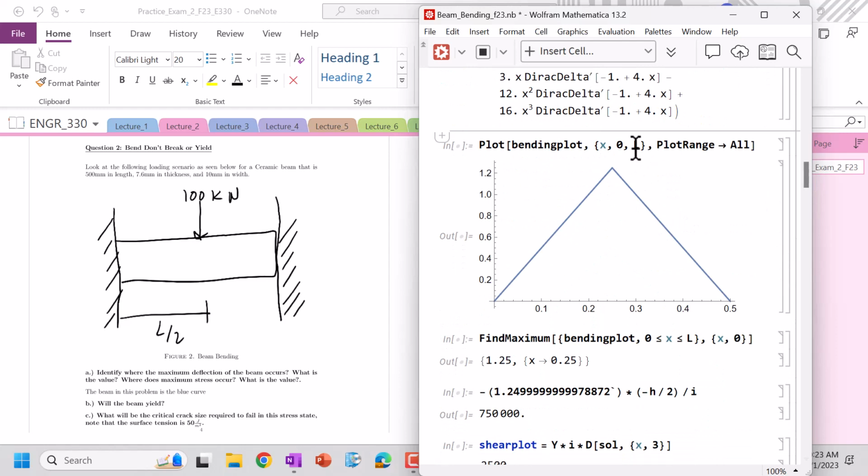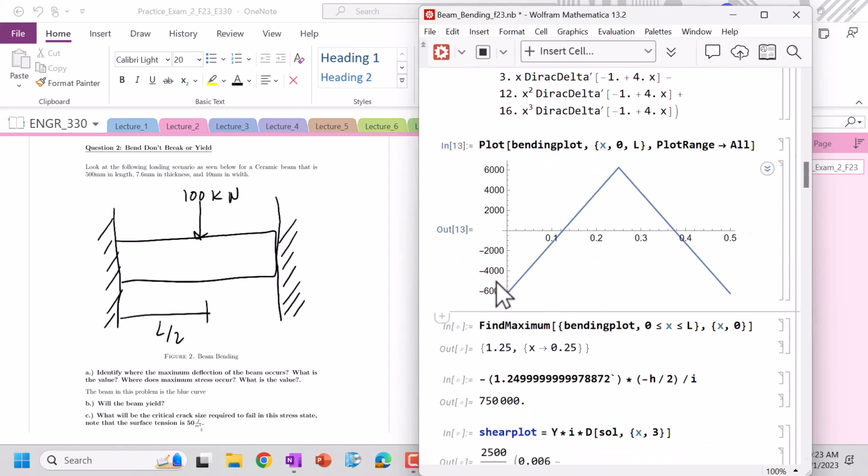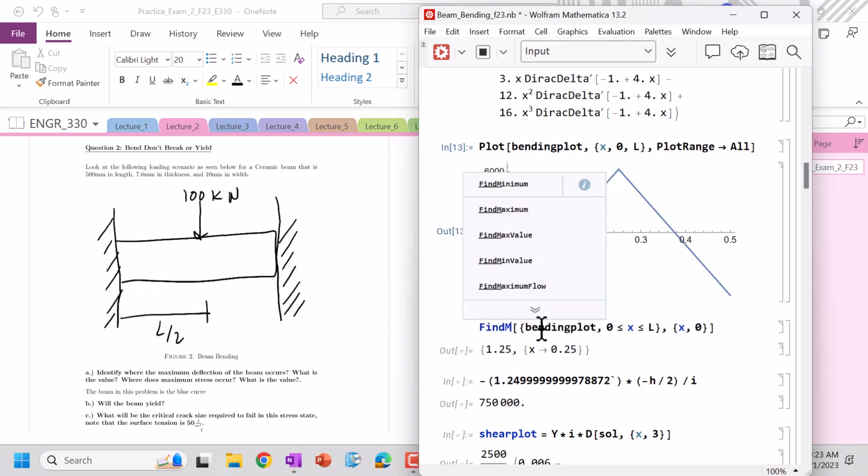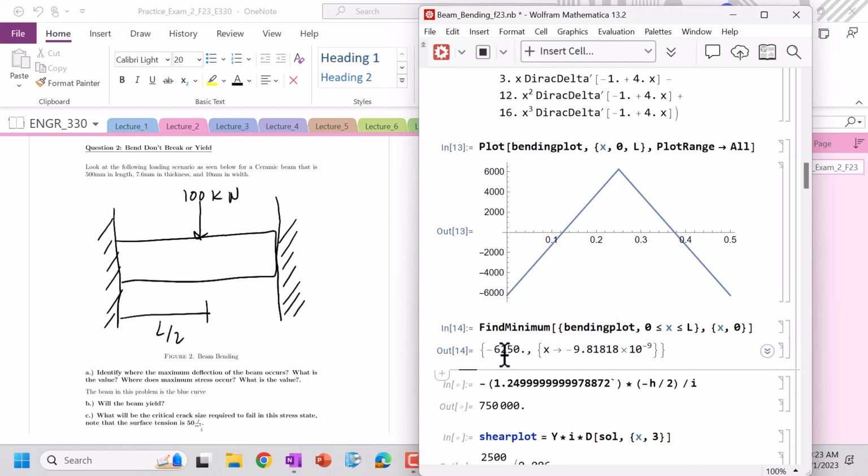Where does the maximum stress occur? We can see here it's very nice and symmetric. So let's look at the edges here and here. We're going to find the minimum. And it is symmetric, so we can say that this is our bending moment. And if we look at the top of our beam, we see that we are in tension.